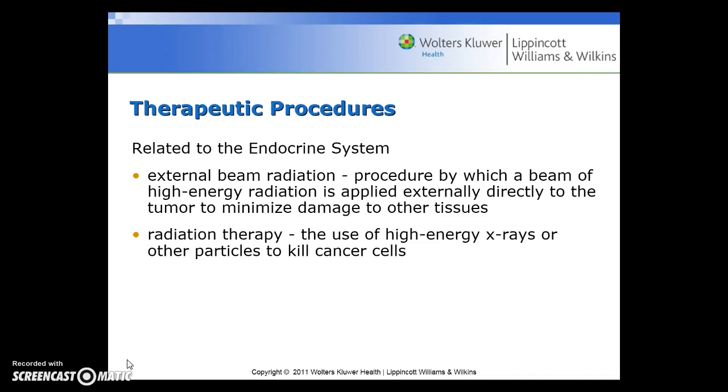Therapeutic procedures in the endocrine system, external beam radiation and radiation therapy, both used here. So external beam radiation is where that high energy radiation is applied externally, directly to the tumor to minimize damage to other tissues. And radiation therapy is more broad, and it's the use of high energy X-rays or other particles to kill cancer cells.